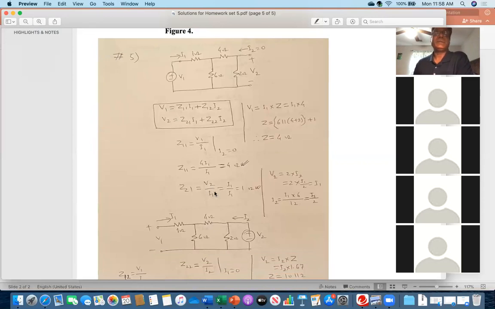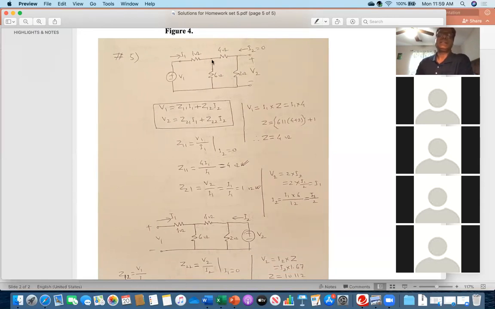G21 is V2 over Io. So what is V2? Everybody see the circuit. Here is V2. This means the voltage across the 2 ohm resistance. So first you have to find out the current flowing through the 2 ohm. Now see the circuit, Io current is entering here and it is dividing into 2 parts. Something is going there and something is coming here.